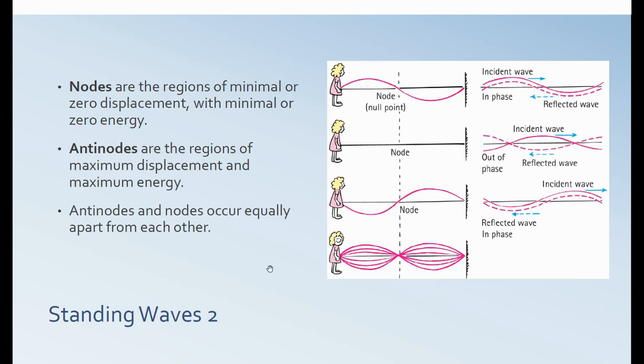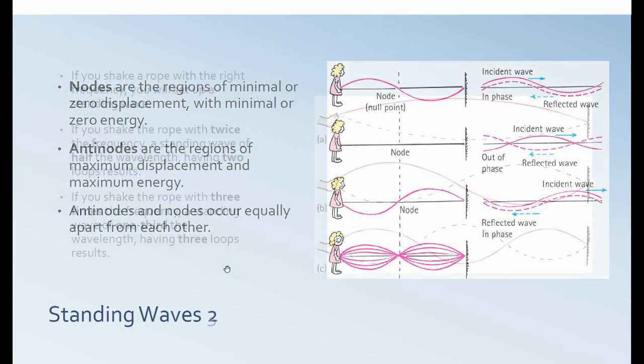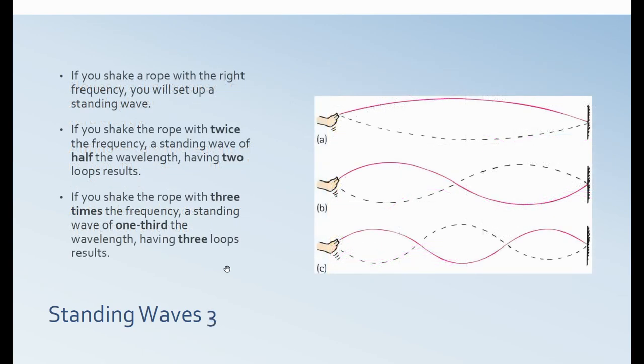And as we are shaking our rope, here we have the two standing waves, but we can shake it and get three standing waves, four standing waves. The faster we shake the rope, the more standing waves we can get. So again, if we shake the rope with twice the frequency, we would have two loops. Okay. So here we're shaking our rope and getting our standing wave. Here we have shaking it twice as fast, we get two loops. And then if we shake the rope three times as fast, well, now we'll have three loops.